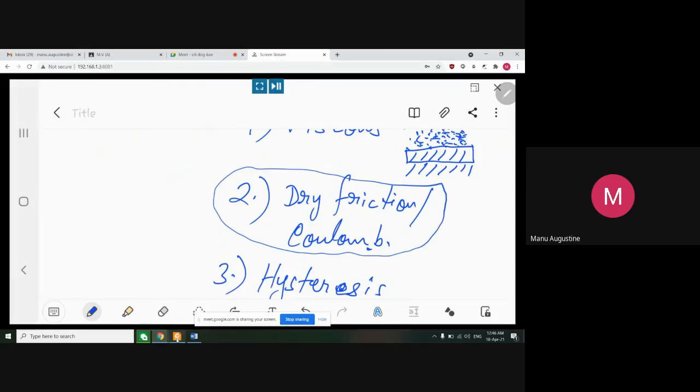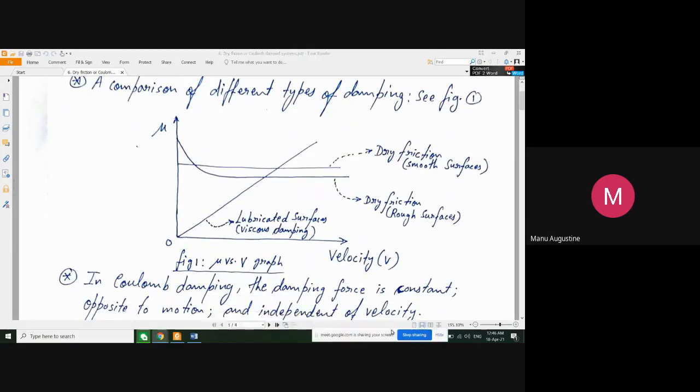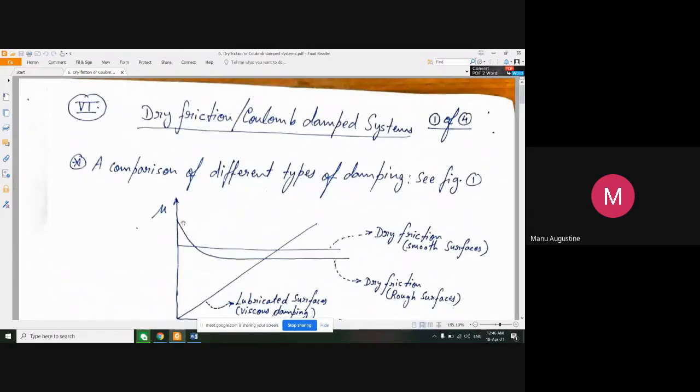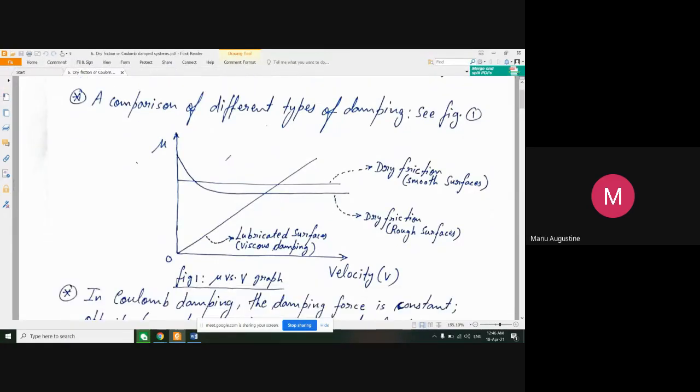So I've prepared a set of notes for you here, and it's around 4 pages or something like that. Before we start with the mathematical treatment of dry friction or Coulomb damping, let us take a comparison of different types of damping. To be more on point, this is basically a comparison between viscous type of damping and dry friction damping.